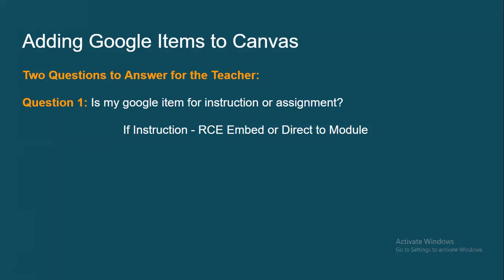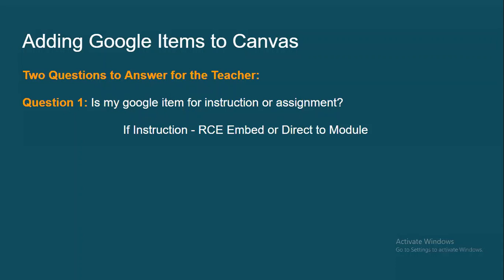So the difference is, if I have a PowerPoint that I just want them to look at, then that's pure instruction. If I want them to look at a PowerPoint and then do something, like maybe they're editing it or responding to it, that becomes an assignment. When you use the word assignment in Canvas, it's going to make an item in the student's gradebook, in your gradebook. So note the difference here.